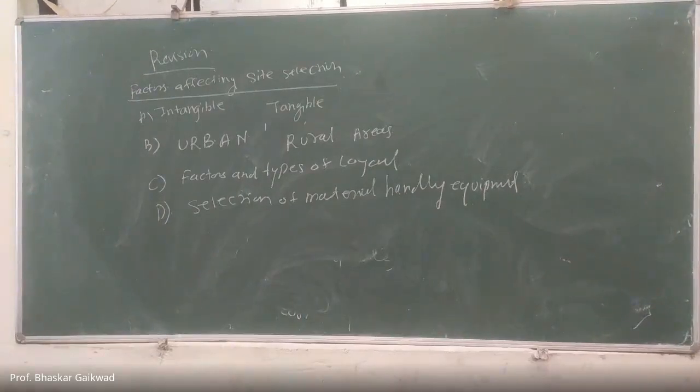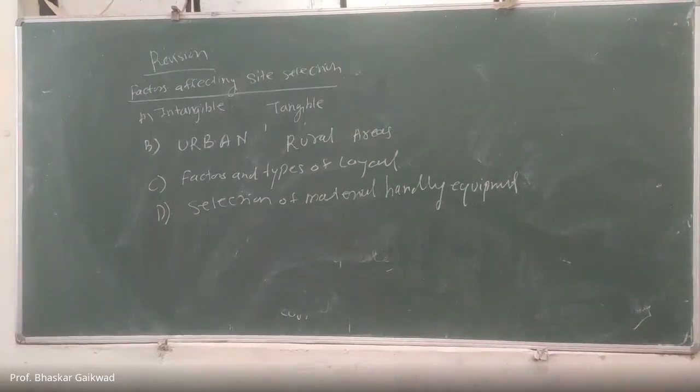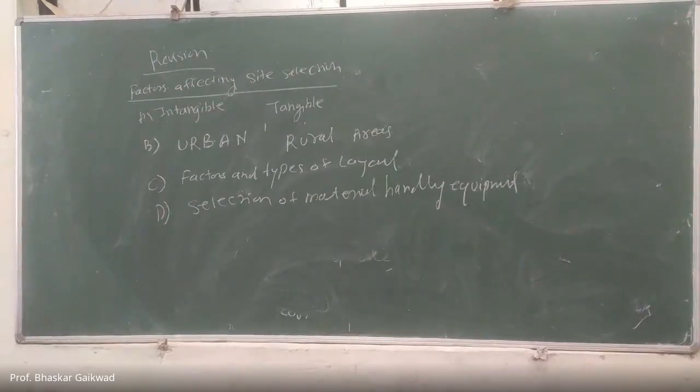This chapter is based on these 4 points only: intangible and tangible factors while selecting the site, where we can select urban or rural. Suppose a sugar industry is there, we can prefer a rural area, but if an automobile industry is there, we can go in the city. What are the advantages and disadvantages that you have to consider? Layout depends upon the production and quantity. We can decide the layout, and after this, the selection of material handling equipment.